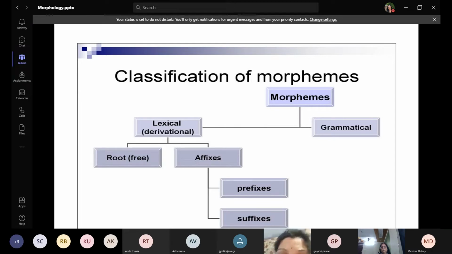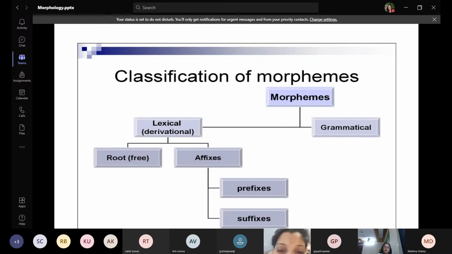Classification of morphemes. There can be derivational morpheme or grammatical morpheme. कोई चीज कहीं से derive होती है, derivational or lexical, that has dictionary meaning, and grammatical. Then in lexical again you have two. एक तो है root word, singing, sing, root, so that is free morpheme.